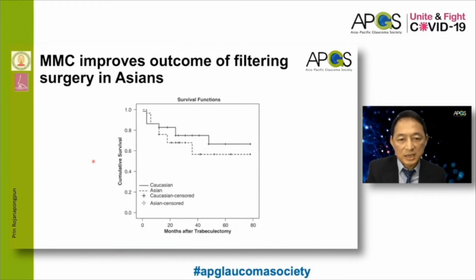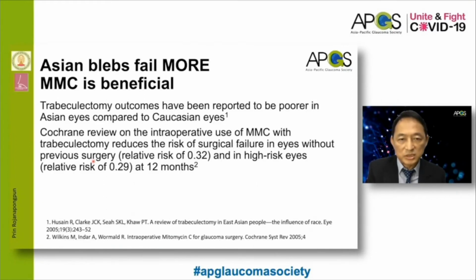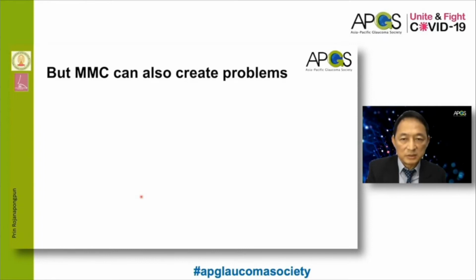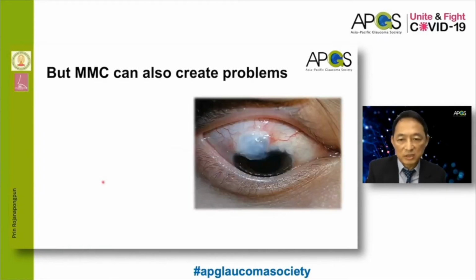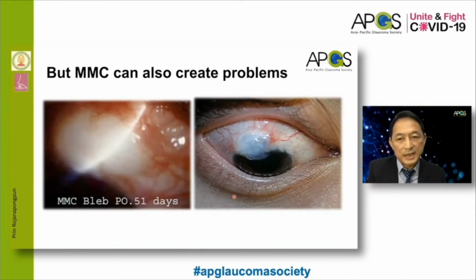There's a good strategy of using an anti-scarring, anti-fibrotic agent like MMC. It has been shown that Asian blebs fail more, and MMC is beneficial. This has been well documented. But MMC, or mitomycin C, can also create a bleb like this, an ischemic bleb, an anterior bleb, and that could lead to long-term complications like blebitis and even endophthalmitis.